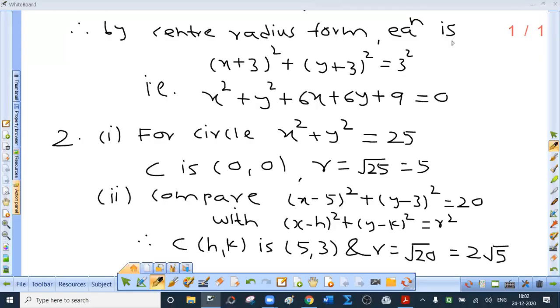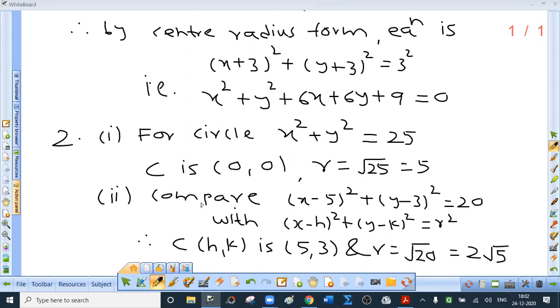Second, find the center and radius of the circle. First one, x square plus y square equal to 25. This is the equation of a circle in standard form. So center C is at origin. Radius square is 25. So what is the radius? 5. Don't say plus minus. Radius is never negative.